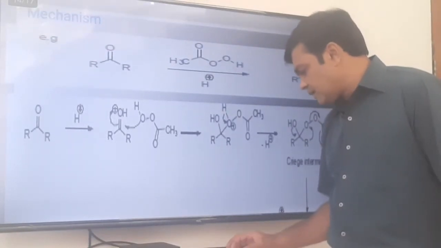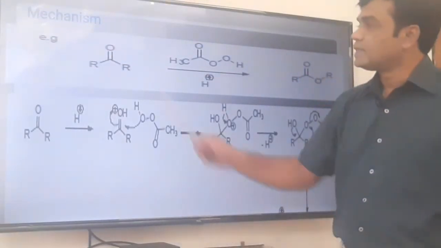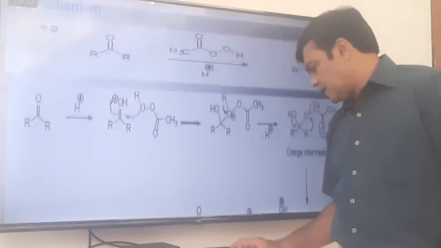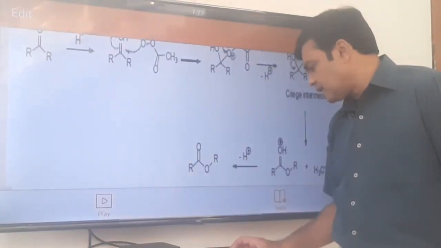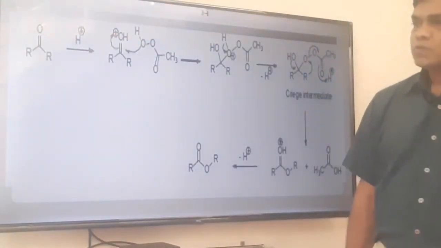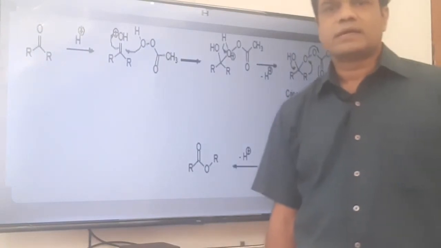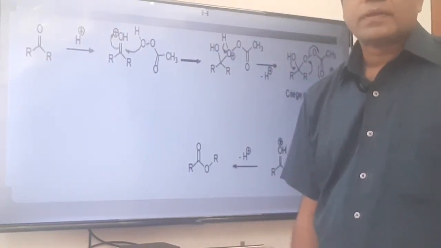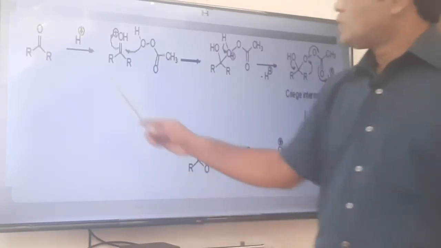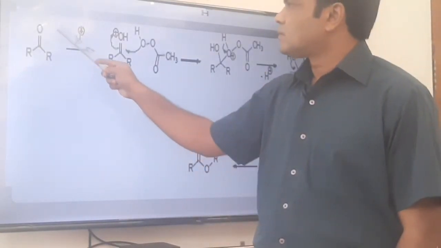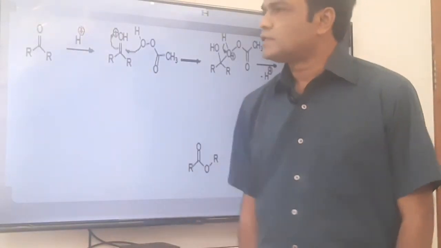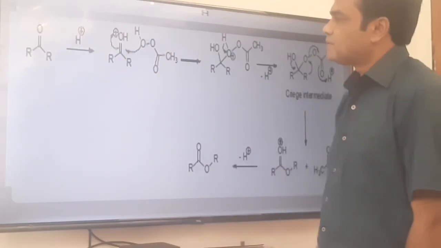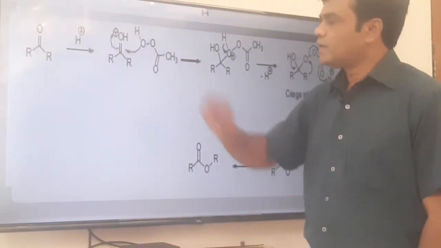Now let us see the mechanism of Baeyer-Villiger oxidation by taking the example of this simple ketone, how the ester is formed. This reaction is acid catalyzed. H2SO4, sulfuric acid, is used as a catalyst here. So in the first step, what happens? See, the ketone, this proton goes to the oxygen, because oxygen has a lone pair of electrons. Oxonium ion formation takes place. The bond is a coordinate bond.